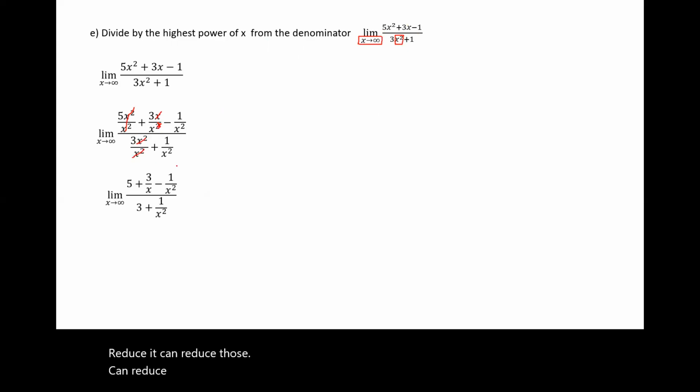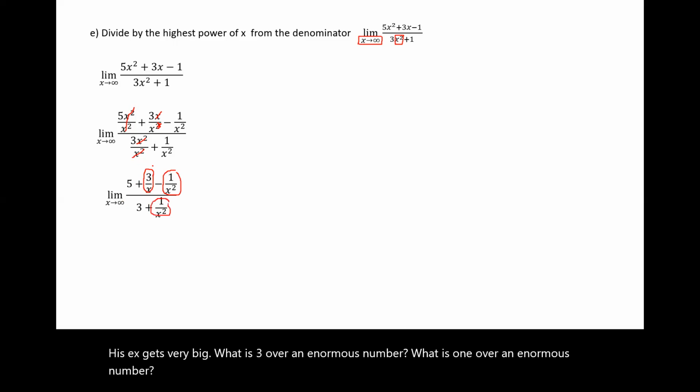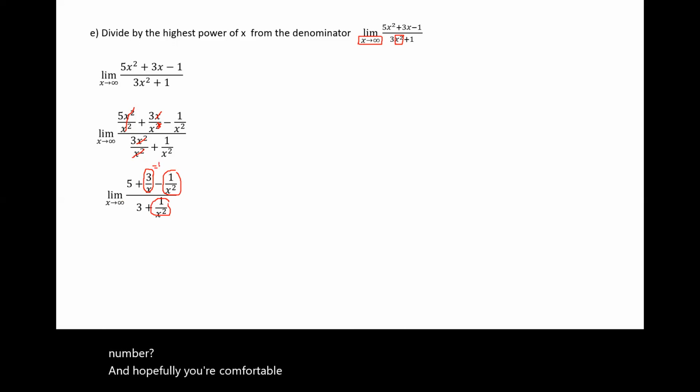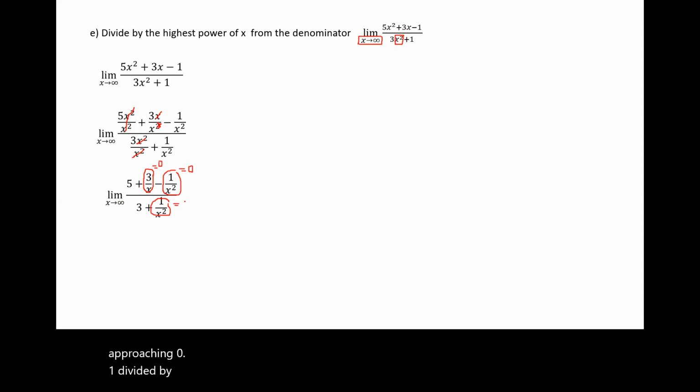And that's about it. As x gets very big, what is 3 over an enormous number? What is 1 over an enormous number? And hopefully you're comfortable with that now and say 3 divided by a huge number is approaching 0. 1 divided by a huge number, approaching 0. So we're left with 5 over 3. So dividing by the highest power of x from the denominator works when you are approaching infinity.